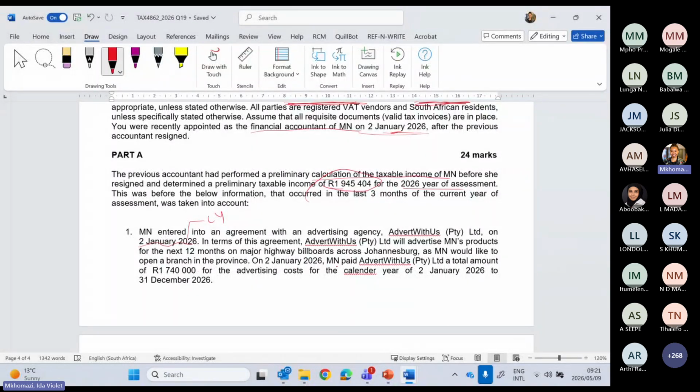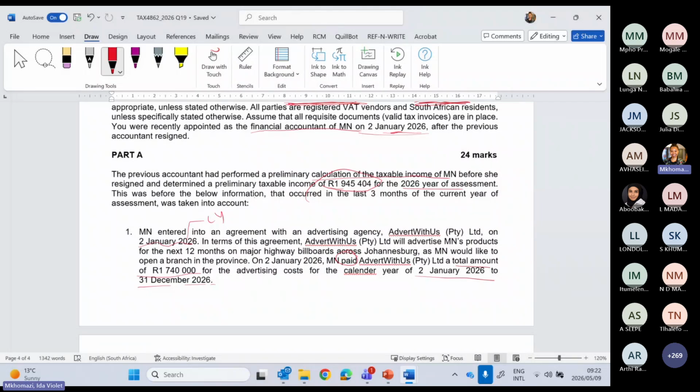On the 2nd of Jan, MN paid Advert with Us a total amount of 1.7 million for advertising costs for the calendar year of 2 Jan to 31 December. So they paid for 12 months. So the question here is, since MN made payment to this company called Advert with Us, can MN get a deduction for this payment that they made of 1.7 million? And the answer is yes, right?